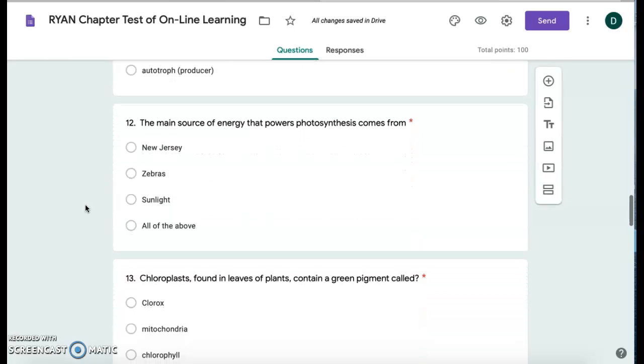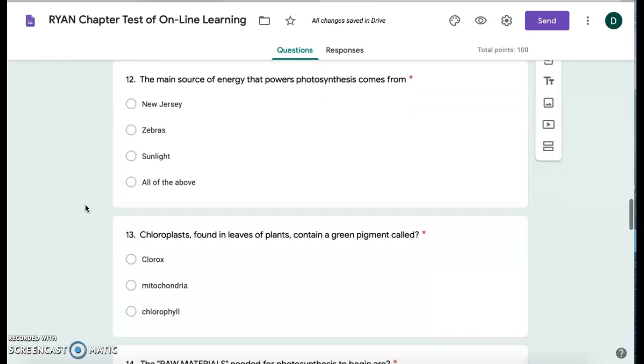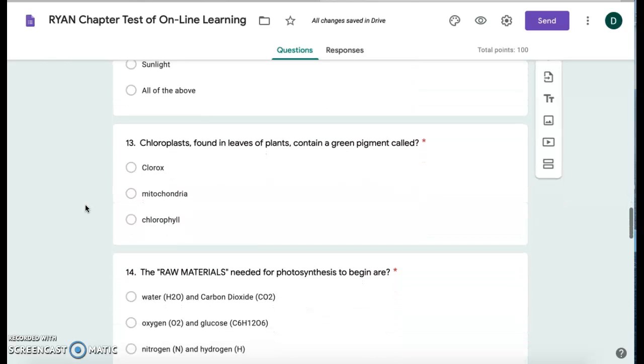Number 12. The main source of energy that powers photosynthesis comes from New Jersey, zebras, sunlight, or all of the above. Number 13. Chloroplasts found in the leaves of plants contain a green pigment called chlorox, mitochondria, chlorophyll.